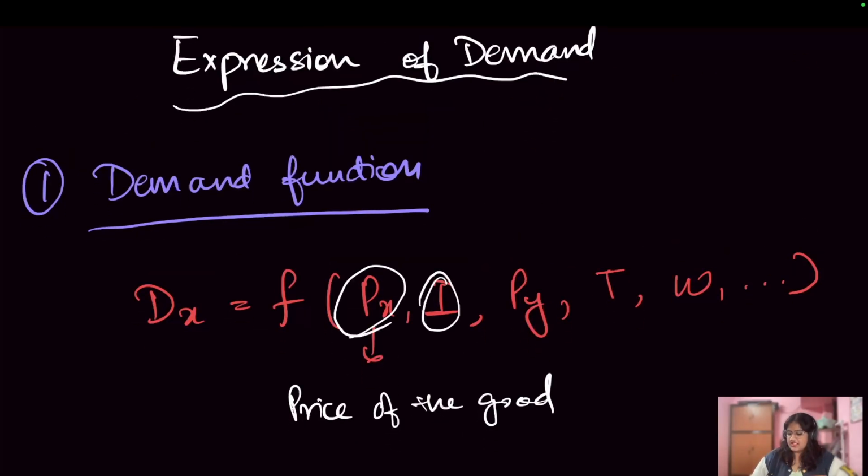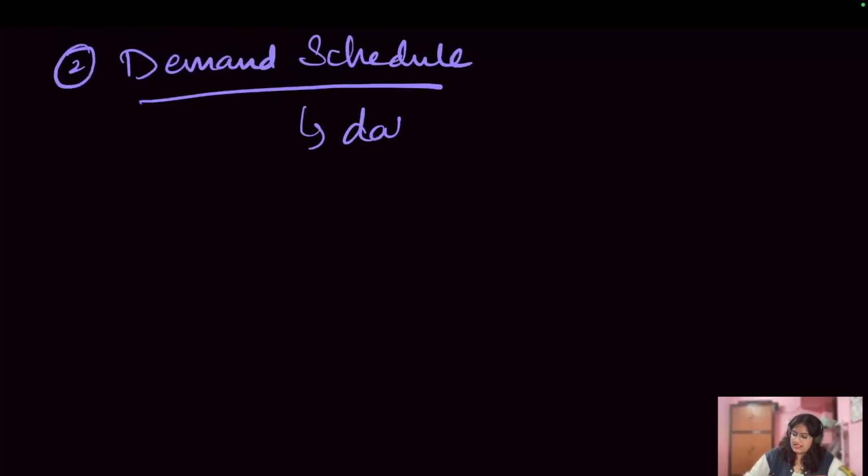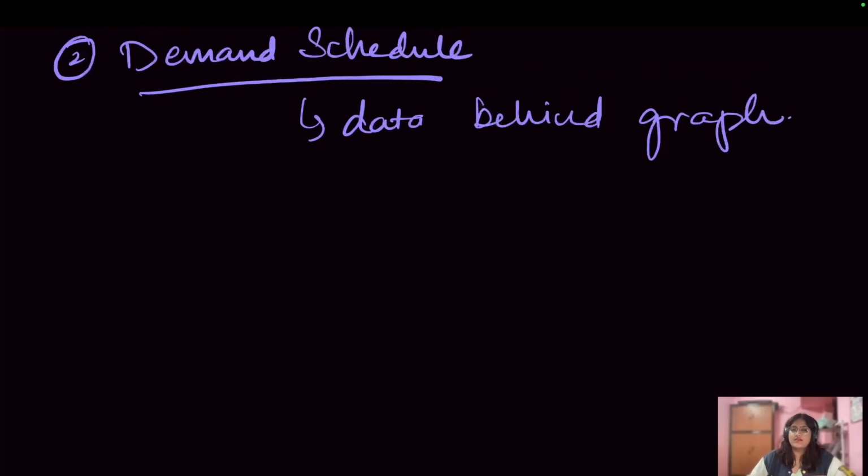Now, that is the demand function. The next way to express demand is the demand schedule. This is a simple table that shows the relationship between price and quantity demanded. This is the data behind the graph. When we draw a demand graph, the demand schedule will have the data. Based on this, we will be drawing the graph.